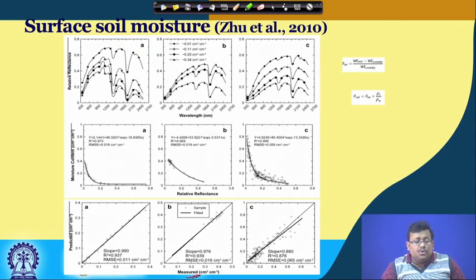Also, Zhu et al. in 2010 have proved that you can use this technology for measuring surface soil moisture. Now, surface soil moisture you can generally calculate using a gravimetric measurement, and you can convert it to volumetric water content by multiplying with the bulk density ratio. You can see that the surface soil water content can be predicted by using the scan results from this diffuse reflectance spectroscopy.